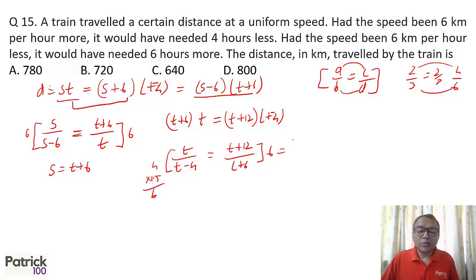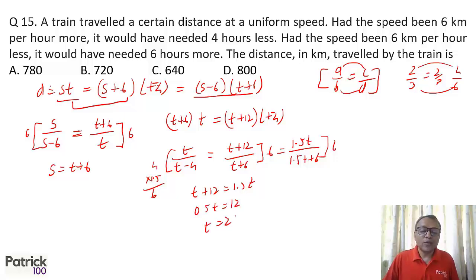Which will be equal to 1.5t upon 1.5t plus 6. Now the difference is 6, the difference is 6. You can equate the two. So t plus 12 is equal to 1.5t, or 0.5t equal to 12, or t equal to 24. So the moment you get t equal to 24, s will be 30 and distance will be 24 into 30, which will become 720.